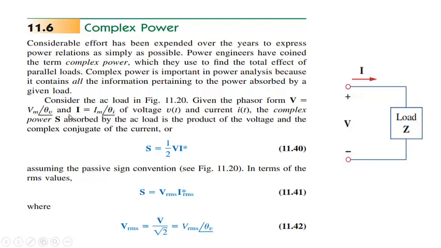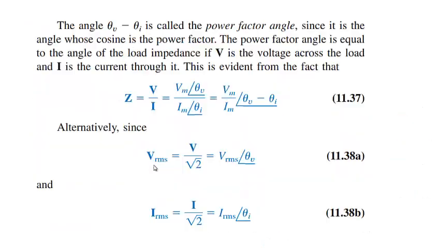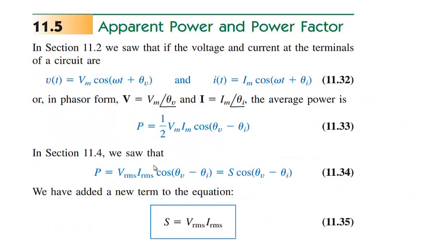Let us say we have a simple load whose voltage V is given as Vm angle theta V and I is given as Im angle theta I. So the complex power S that is absorbed by the load is the product of the voltage and the complex conjugate of the current. That I have told you earlier, that this is very important, and I will tell you in the coming slides why it is very important. So I will go back to that previous slide and make you recall that.